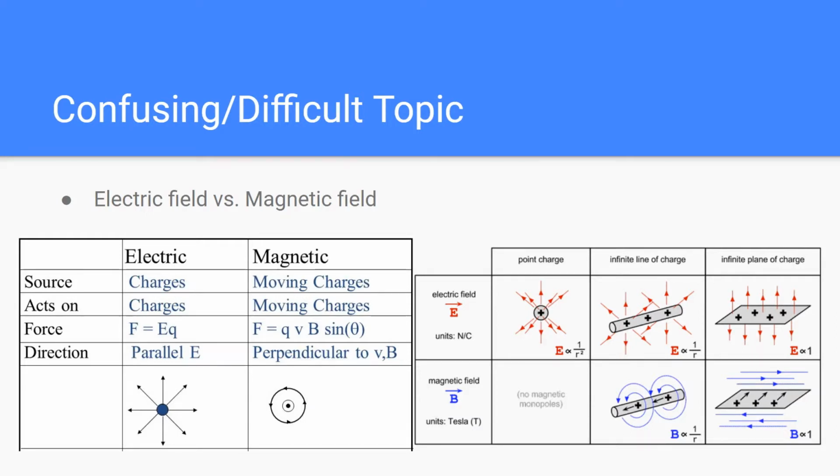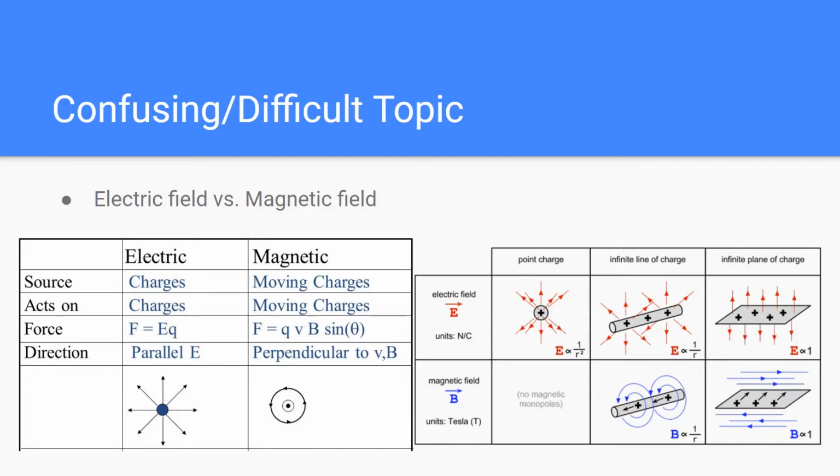And both of them exert a force, but electric field exerts a force in terms of its electric field and the charge that's surrounding it. And for magnetic field, we know that the force is applied onto moving charges, which is q times v, and then we multiply that by B, which is the magnetic field.